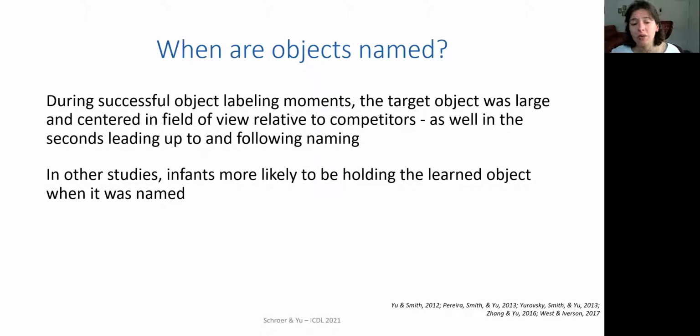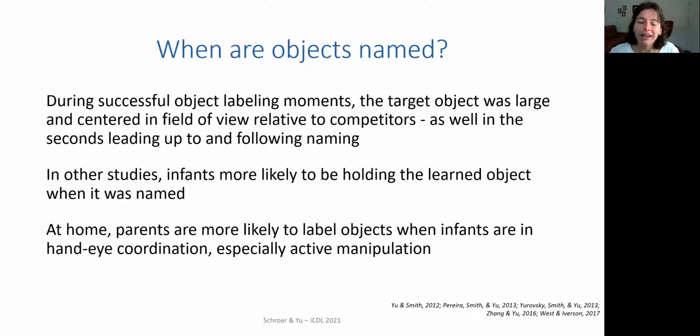Other studies have shown that infants are also more likely to be holding the learned object when it was named, if it was learned as compared to a not learned object. And at home, parents are even more likely to label objects when infants are in hand-eye coordination, especially actively manipulating that object. What we were interested in doing is trying to understand why these moments matter for learning by considering the visual input that infants are getting during labeling moments.